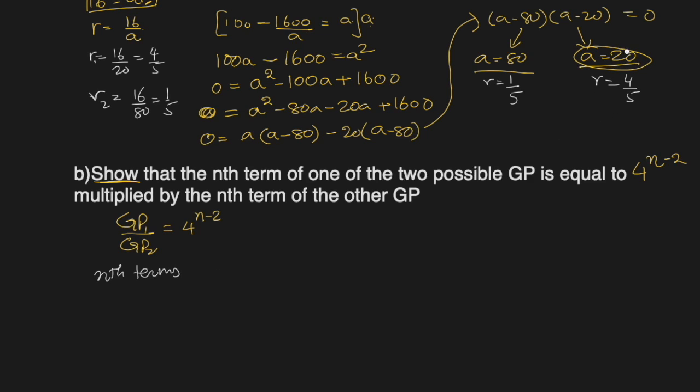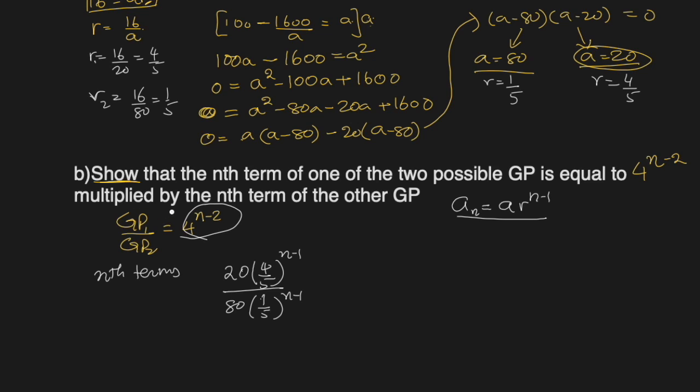So the first one will be 20. Let the formula of the nth term be an equals a r to the power n minus 1. This is the nth term. So for GP1, it will become 20 times 4/5 to the power n minus 1, divided by 80, the first term, times 1/5 to the power n minus 1. I can't just write it as equal to this; I have to show this, so I'll keep it and arrive at this answer.